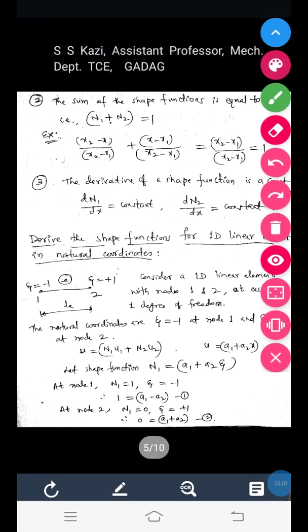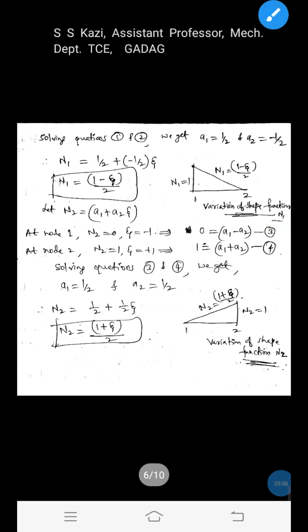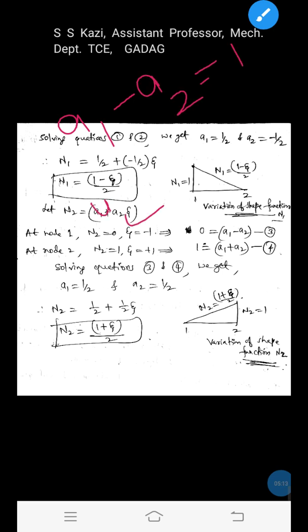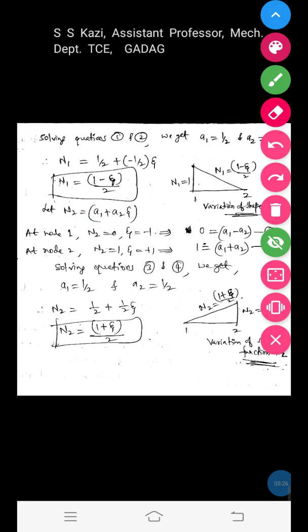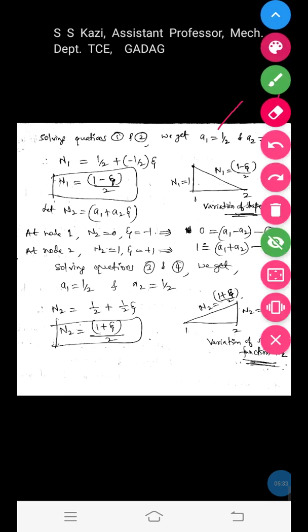a1 minus a2 is equal to 1 and a1 plus a2 is equal to 0. By solving these two equations, we will get a1 is equal to 1 by 2 and a2 is equal to minus 1 by 2.